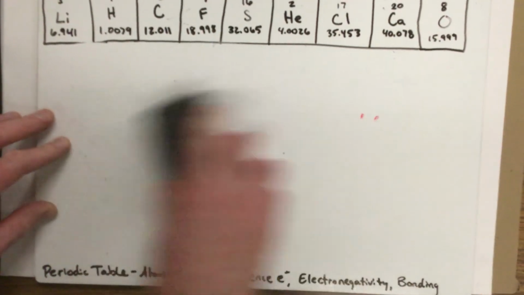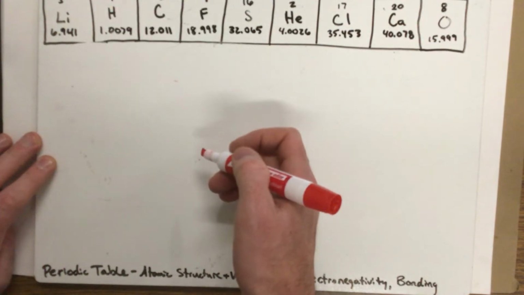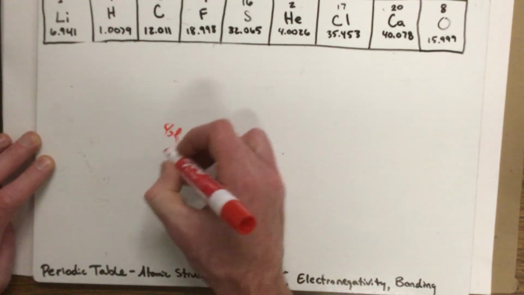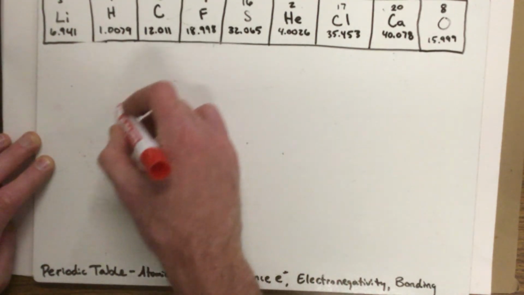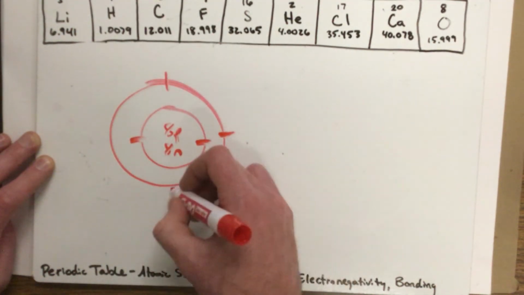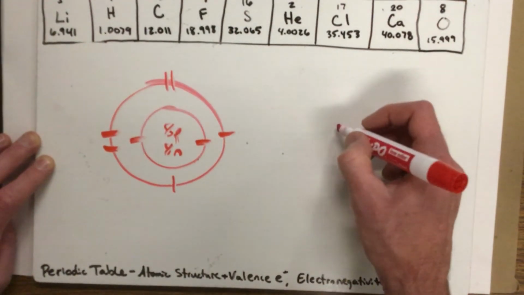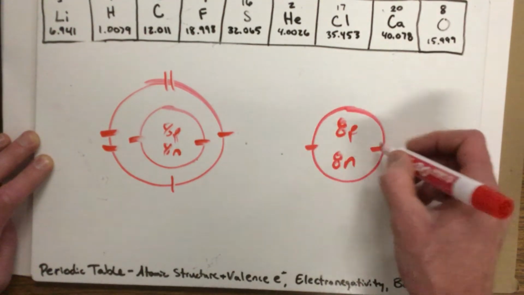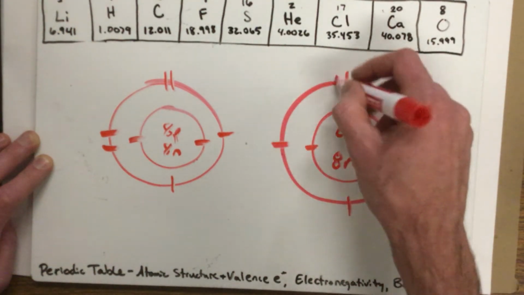Let's go with something else completely. Let's go with oxygen that is found in the atmosphere, what's called O2. All right, so what we've got is 8 protons, 8 neutrons, and 1, 2, 3, 4, 5, 6, 7, 8 electrons. 8 protons, 8 neutrons, 1, 2, 3, 4, 5, 6, 7, 8.